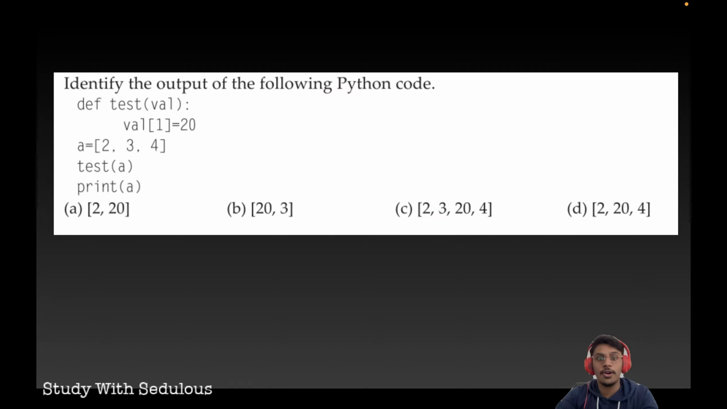Now test(a). a is [2, 3, 4], so [2, 3, 4] will go there. Then value would be [2, 3, 4]. What is value[1]? Indexing 1 would be 3. 3 is equal to 20. It will be [2, 20, 4]. Print it. The value at index number 1, that is the position of 3, would be changed to 20. Got it? The answer should be D.